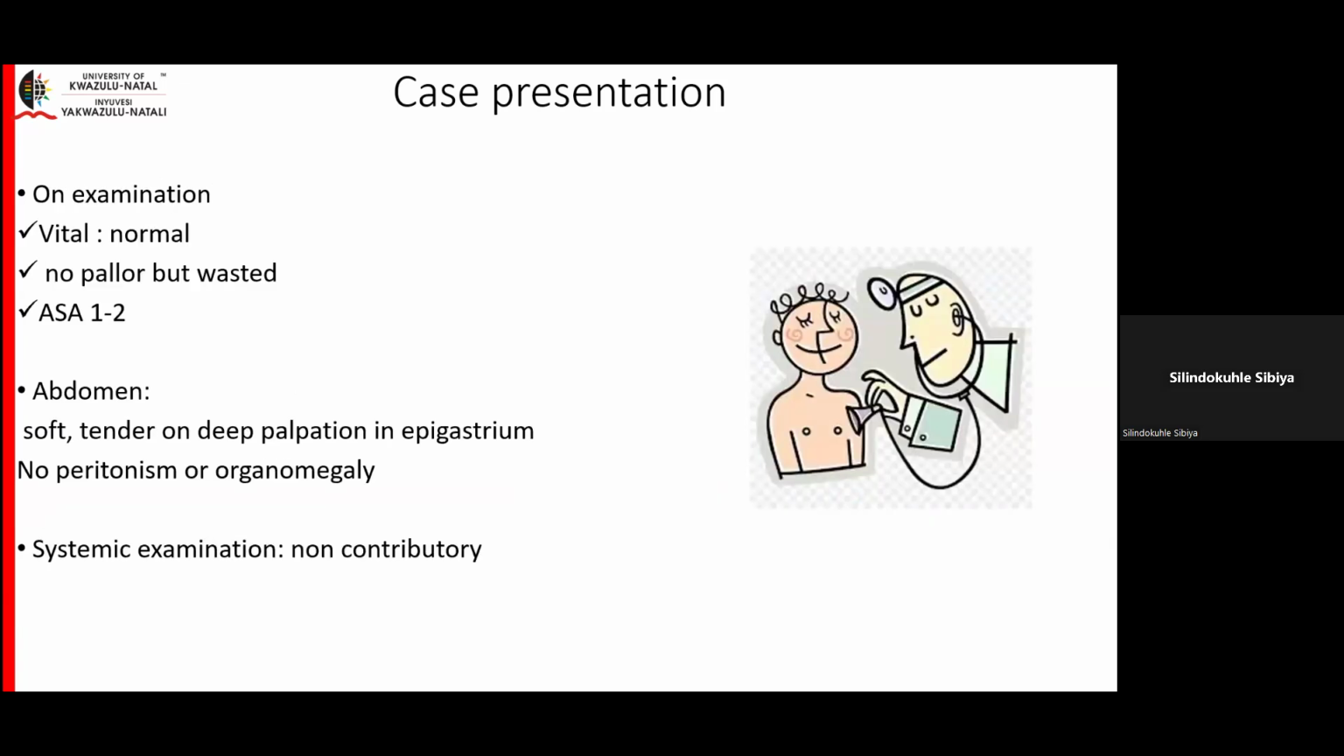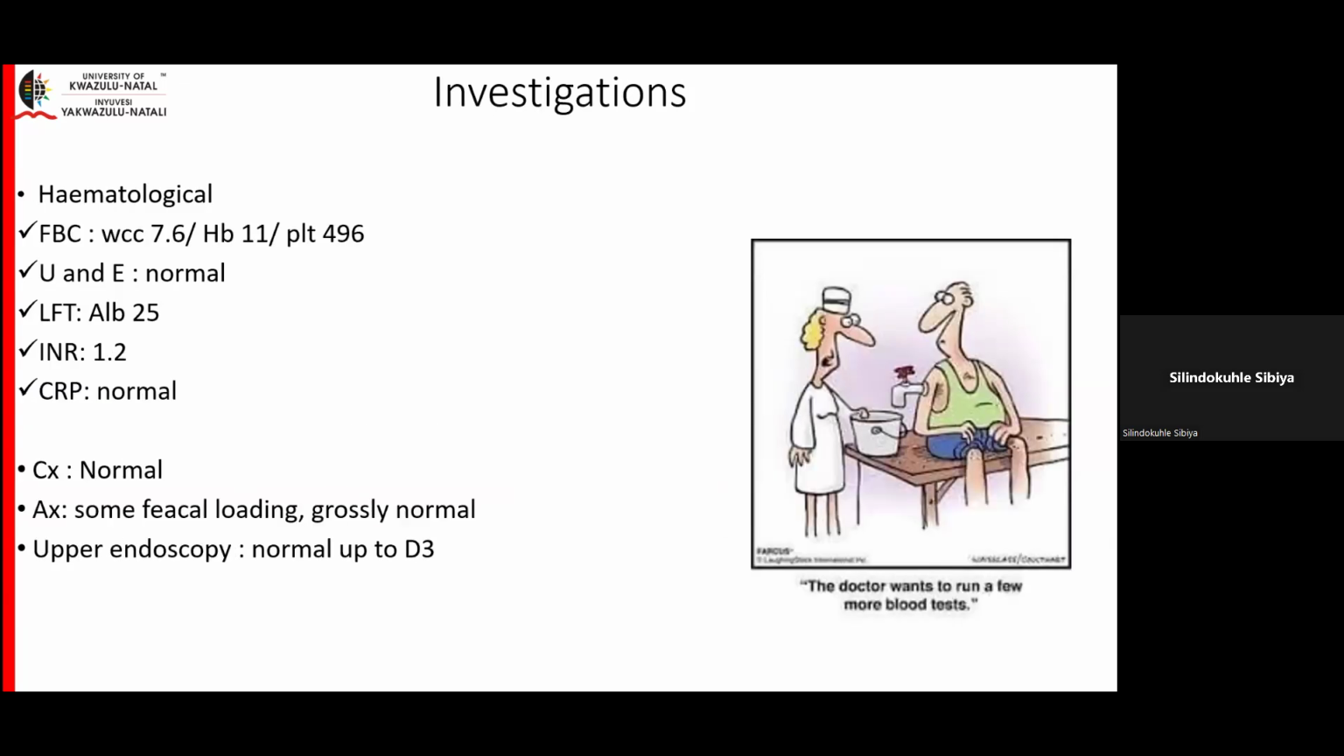On examination, her vitals were normal. She had no pallor, but she was wasted. She was ASA 1 to 2. Abdomen was soft. She was tender on deep palpation in the epigastrium, with no peritonism or organomegaly. The systemic examination was non-contributory.